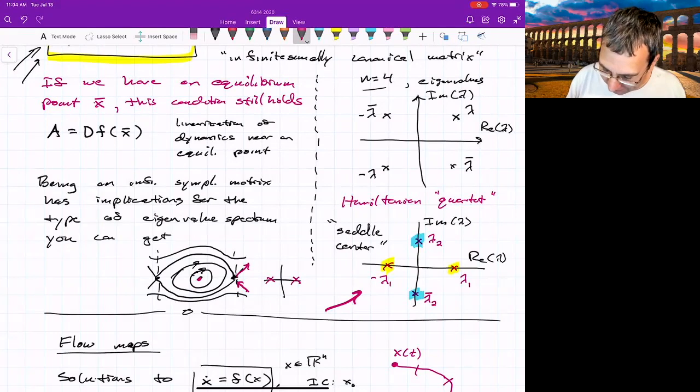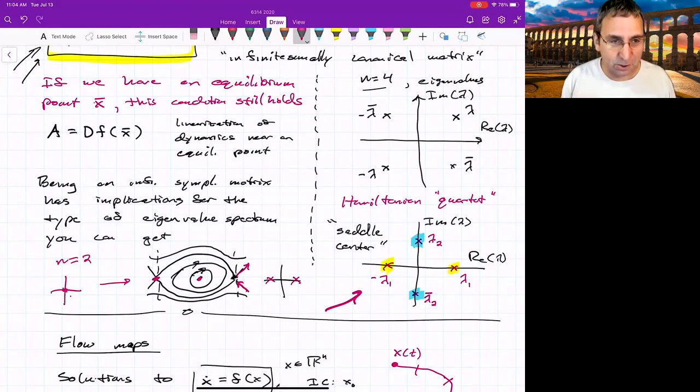And in fact, with n equals 2, this is kind of it. You've got saddles, or you have centers, or you have both eigenvalues equaling 0. So it's like you have a multiplicity 2 eigenvalue 0. And then we don't know what that is. I'm not sure what that would even be called. I think it'd be called like a degenerate center or something.